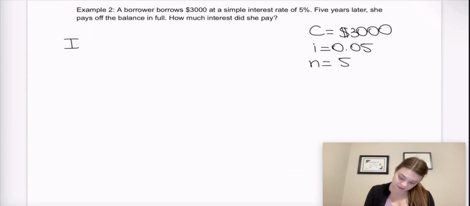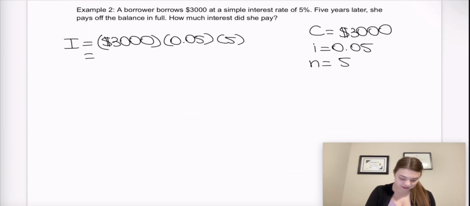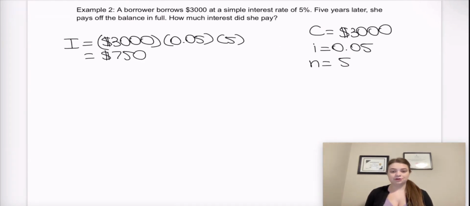So I would be equal to the original principal of $3,000 times the interest rate, which is 5%, times the number of years, which is 5. And if I type that into the calculator, I'm going to end up getting $750. So therefore, the amount of interest she paid was $750.